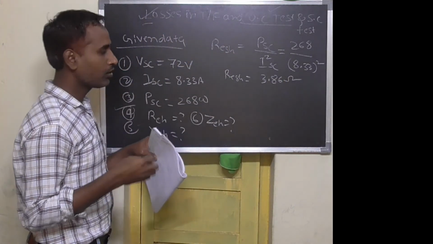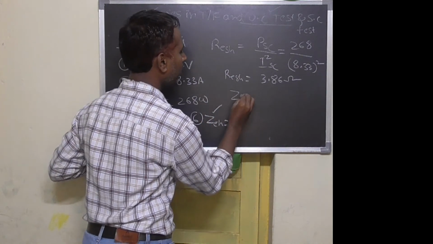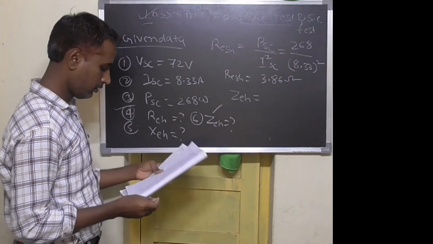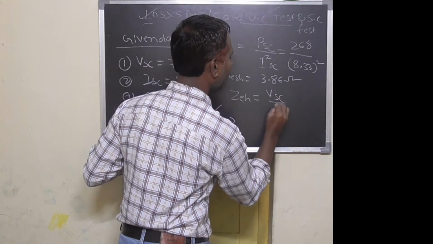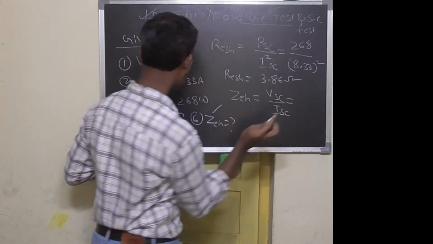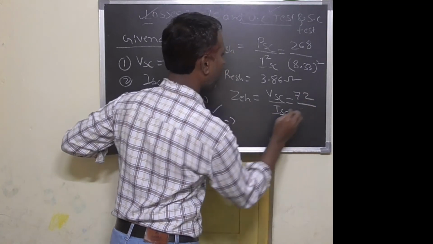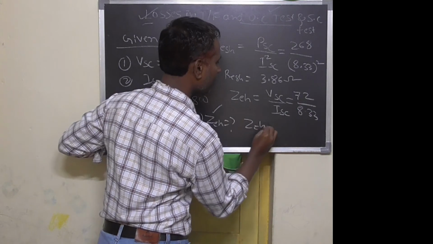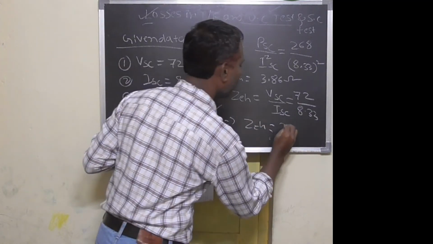Like this I have to solve for Z_eH. The Z_eH formula is V_SC divided by I_SC. V_SC is 72 and I_SC is 8.33. So Z_eH equals 8.64 ohm.